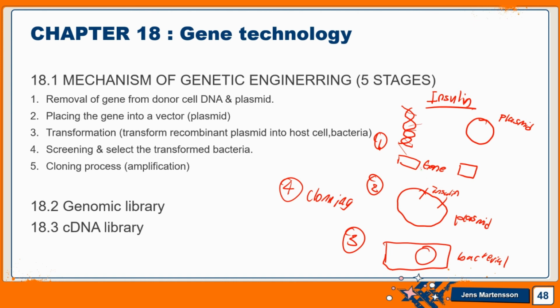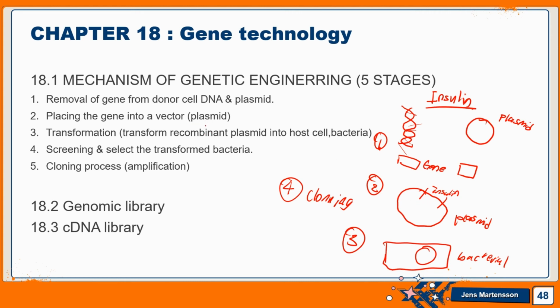Then this gene you will place into the vector. The vector is a plasmid. Okay, then you have to know why a plasmid is suitable for a vector. Kenapa plasmid sahaja boleh jadi vector?